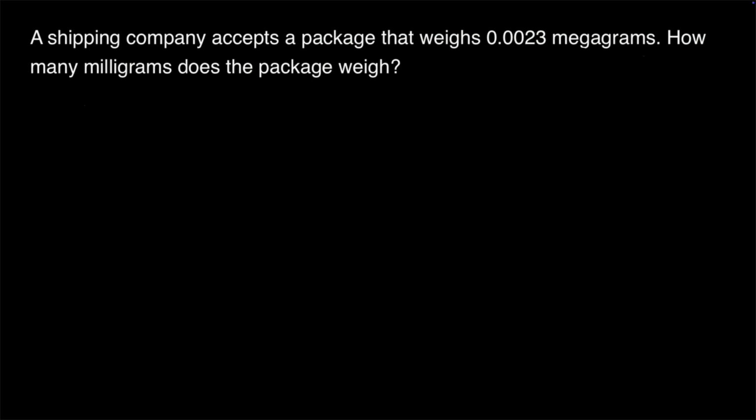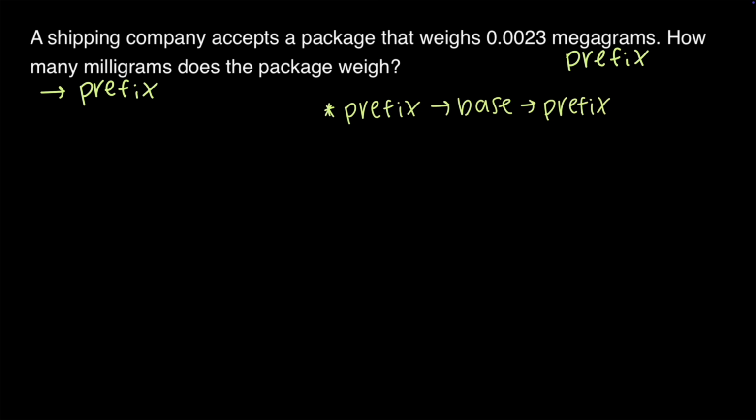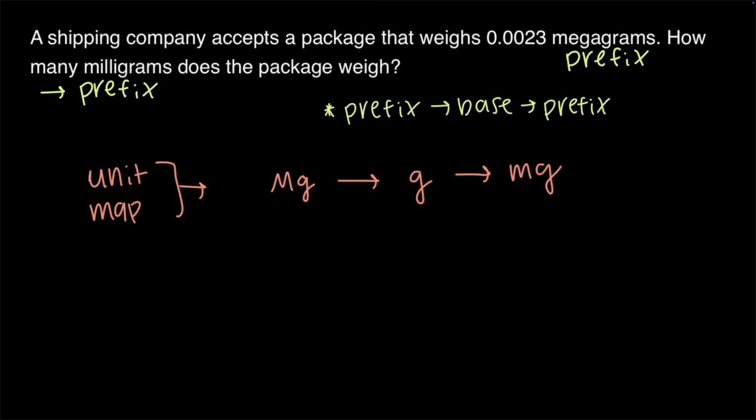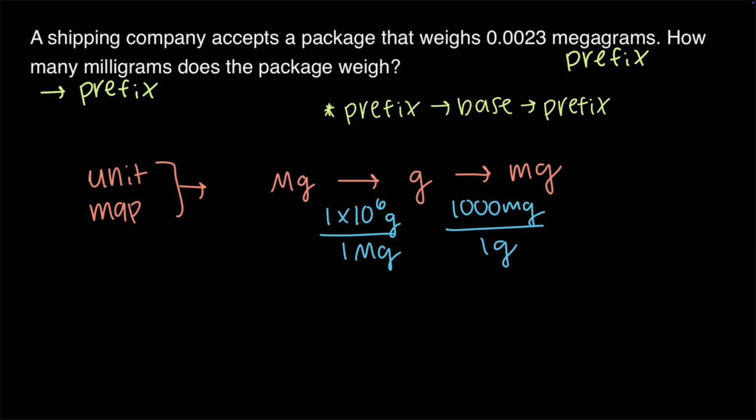For this question, we have a shipping company accepts a package that weighs 0.0023 megagrams. How many milligrams does the package weigh? We are starting with megagrams and converting to milligrams, so we will go through the base unit grams. Our unit map is megagrams to grams to milligrams. 1 megagram is 1 times 10 to the 6 grams, and 1 gram is 1,000 milligrams.